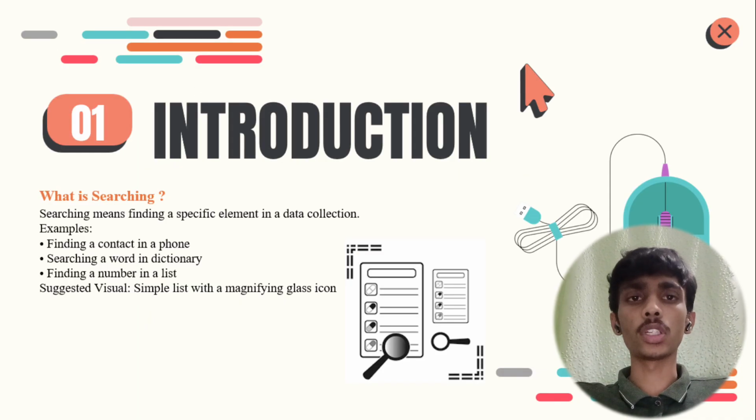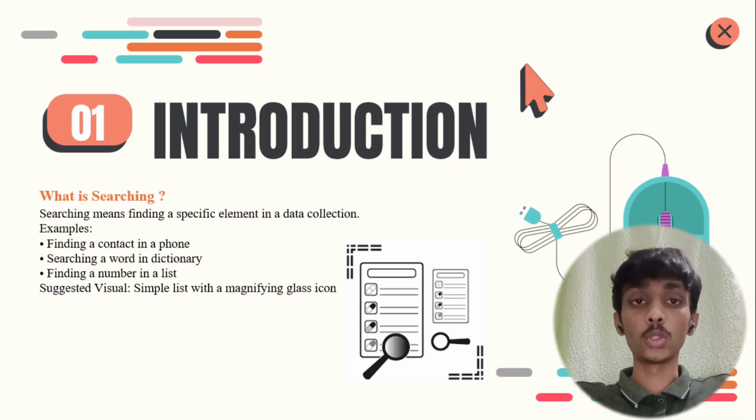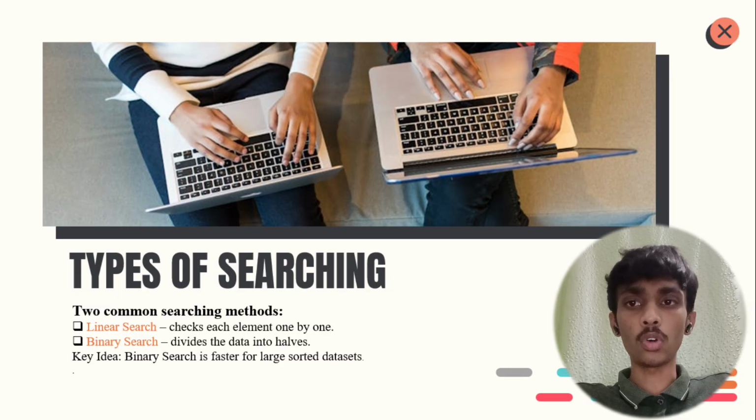So starting with the introduction, what is searching? Searching is finding a specific element in a data collection. For example, you are searching for a word in a notebook, or searching something in your mobile phone with the help of the search option. Everything we find in some data is known as searching. For our topic, there are only two types of searching, which are linear search and binary search.